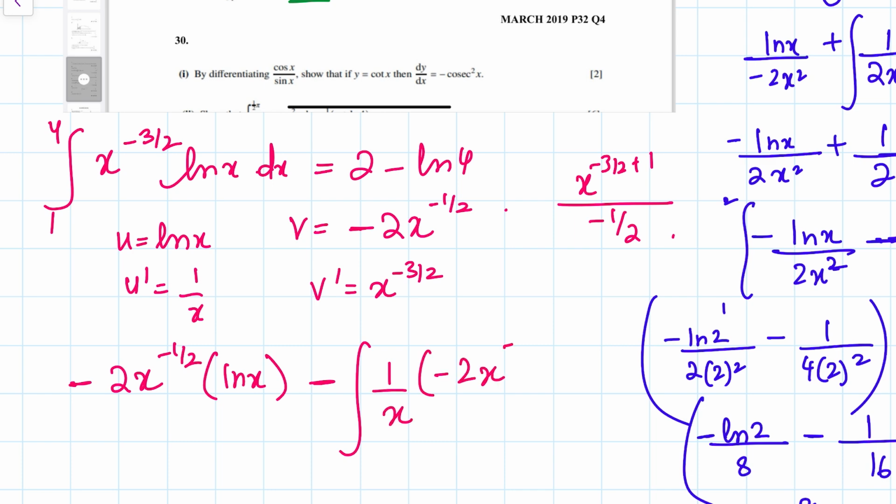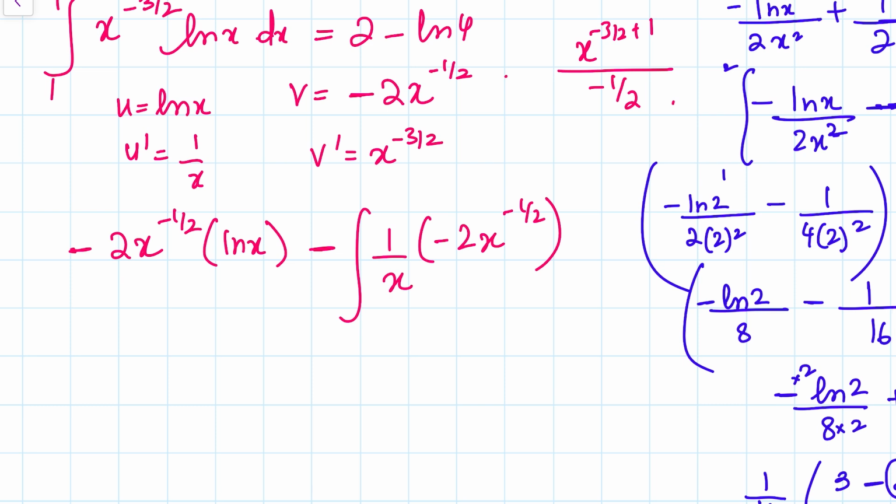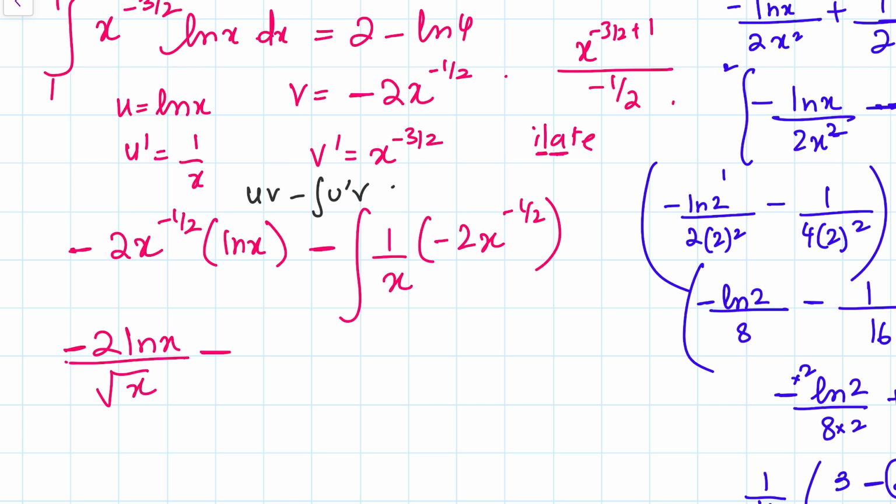I do not write the formulas. I just plug in the values in it. So I did not even write the rule. ILATE: log comes first, that's why I've taken this as u, then algebra, so it comes as v bar. So the formula over here is uv minus u bar v. All right. So it becomes minus 2 upon 2 ln x upon root x, minus minus is a plus, 2 and power 1 goes up, so it becomes minus 3 upon 2.